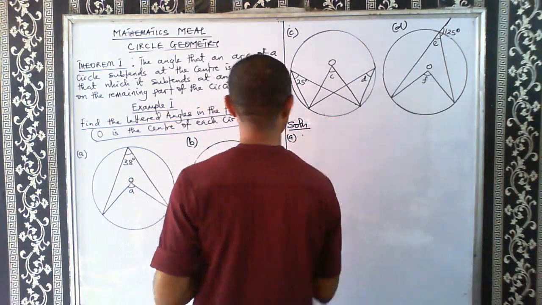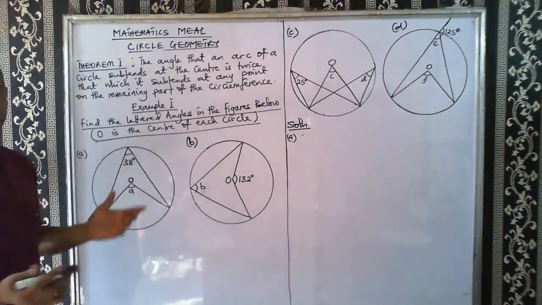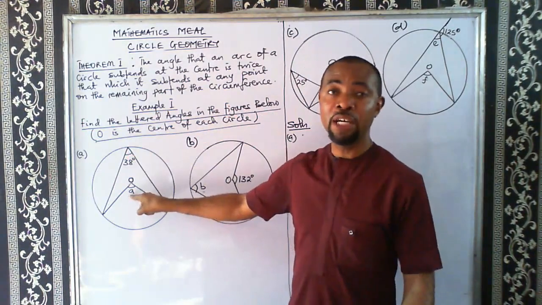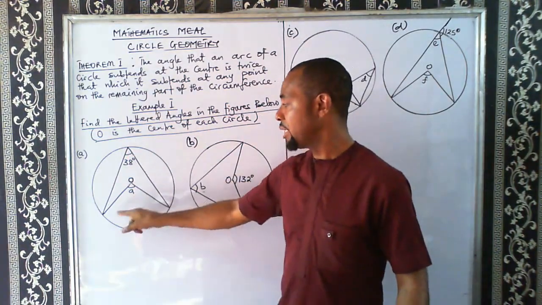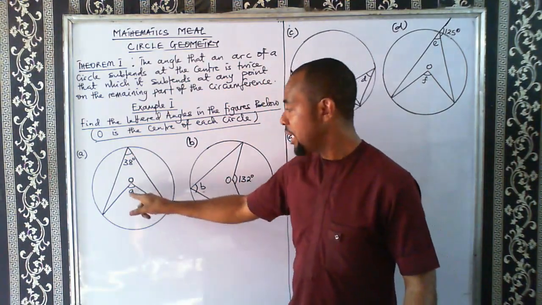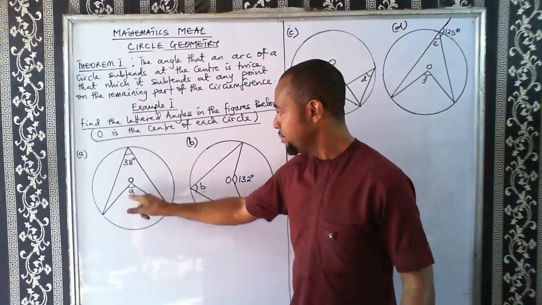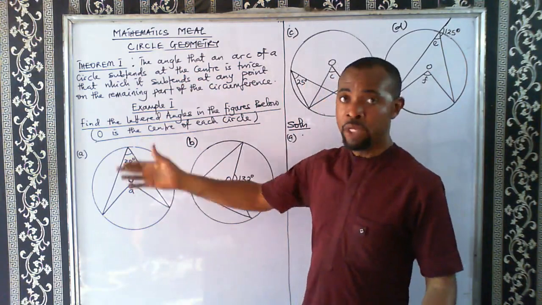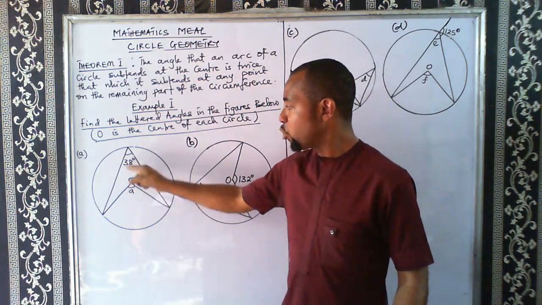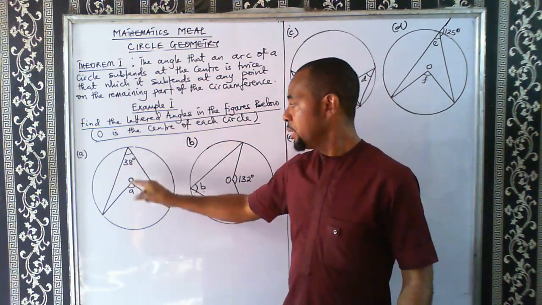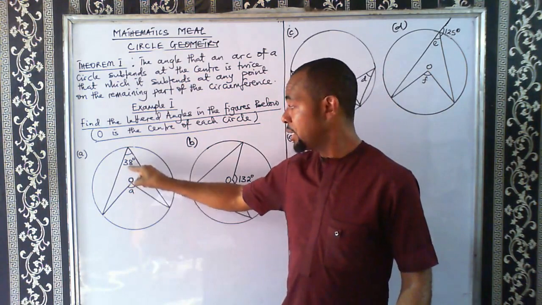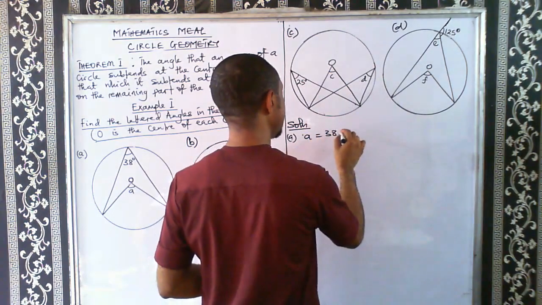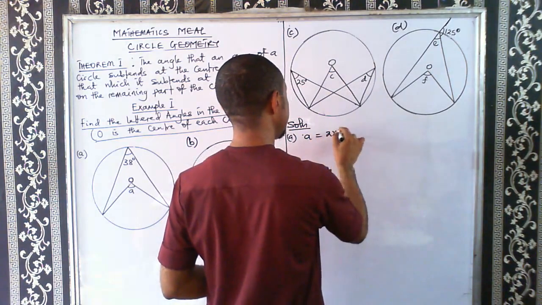Let's start with question A. We're asked to find A. This is very direct. We have said that twice the angle at the circumference is equal to the angle at the center, provided the angle at the circumference and the center are produced by the same arc. If you look at angle A, this is the arc that produced it, and angle 38 is produced by this same arc. So this theory will be applied here. A will be twice the angle at the circumference, because the arc that produced A is the same arc that produced angle 38. So A is equal to 2 times 38 degrees.